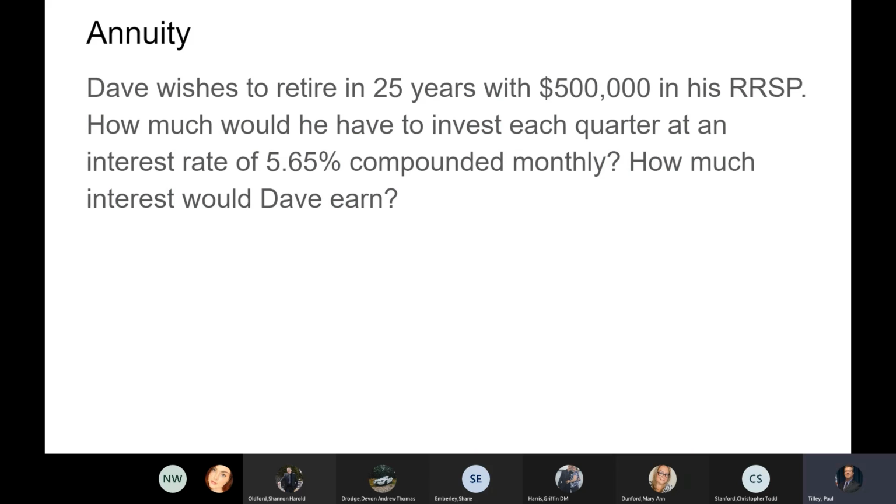The interest rate is 5.65% compounded monthly. So what you need to do is to figure out what is the monthly interest rate. So 5.65 needs to be divided by 12 in order to get the monthly rate. That will give us the value I.